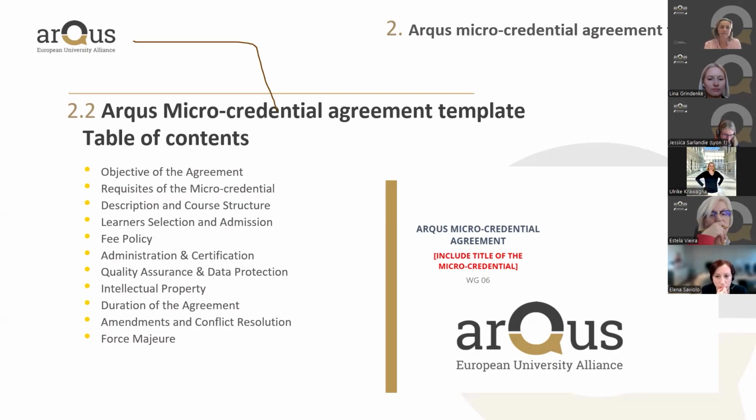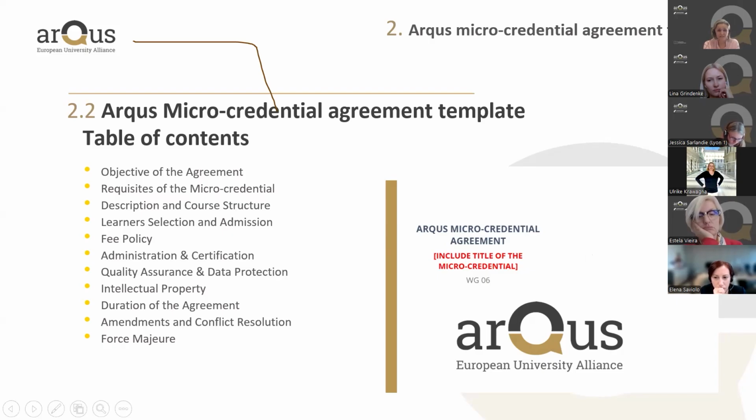The duration of the agreement states the start date of the agreement, how long it is valid for, and the conditions for ending it, and responsibilities after ending it. Amendments and conflict resolution describes how to ask for changes to the agreement and how to solve disagreements. Last but not least, force majeure deals with the situations that the universities can't control, which might have an impact on how the agreement works.